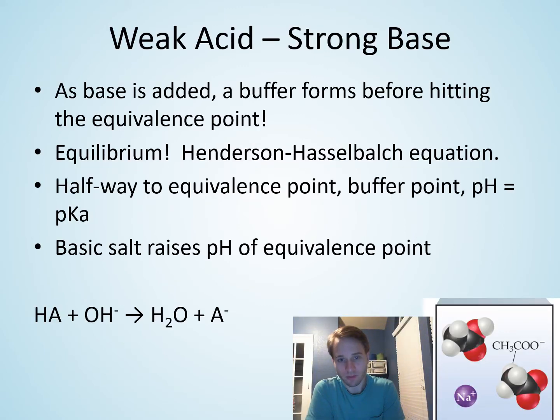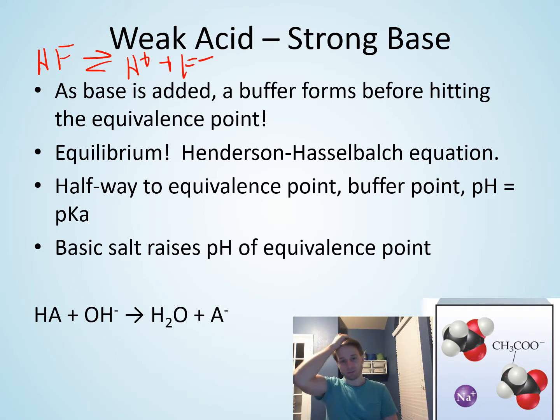So let's first consider a weak acid, strong base titration, right? So if I think of initially, I just have my weak acid, let's say it's hydrofluoric acid. In solution, that hydrofluoric acid establishes equilibrium, forming H plus and F minus. And that's all I've got in solution initially, okay? In that solution, it's mainly HF, with very small concentrations of H plus and F minus.